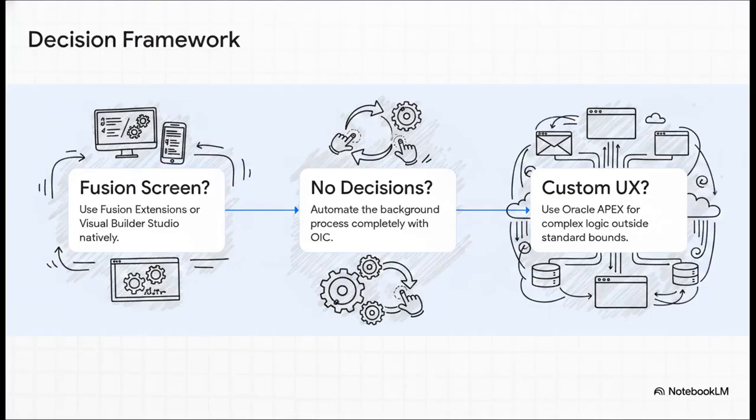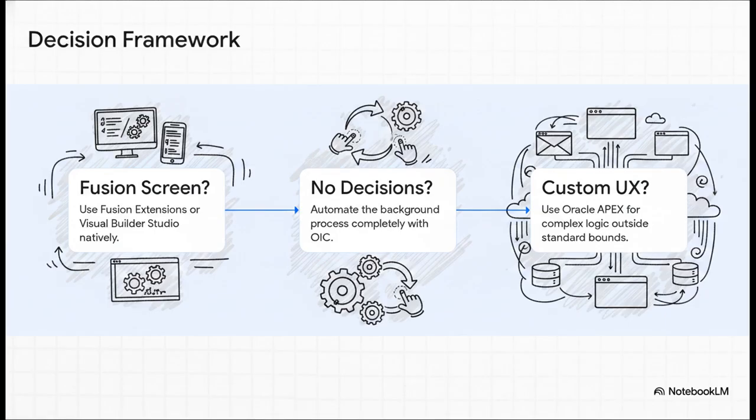When you're in the heat of a project, you need to rely on a simple 3-question framework to keep you grounded. First, is the requirement just a change to an existing Fusion screen? Yes? Stay native. Use Fusion UI extensions or VB Studio. Second, is it a manual process with no human decisions required? Yes? Forget screens entirely. Automate it with OIC.